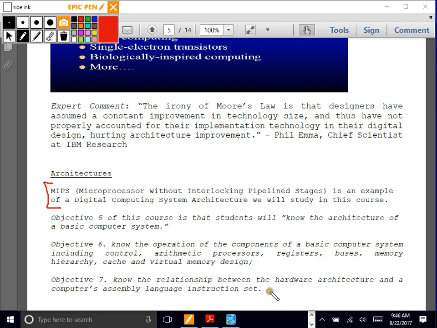And then objective 7, you'll know the relationship between a hardware architecture and a computer's assembly language instruction set. This is something that you'll touch on in computer science 233, which is computer organization. But in this course, we're going to emphasize how to actually build that design from the ground up so you fully understand that architecture. And then that architecture turns into the assembly language, and the assembly language turns into the code that you've written. So you understand all of the different levels of the hierarchy, which is very important.